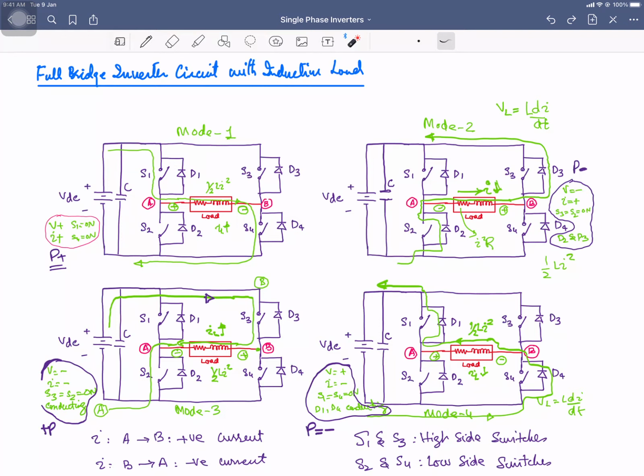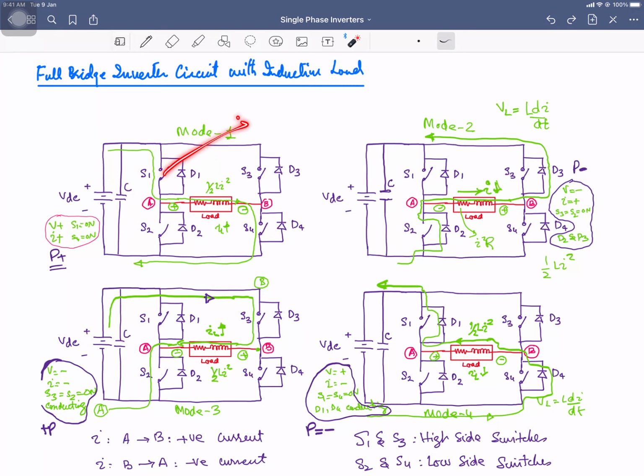Okay, so in the first mode of operation, what is done? We apply the gate voltage to the switch S1, and at the same time we apply the gate voltage to the switch S4. If these two are on, the current will flow like that through the load, through the switch S4 back to the source. This will be the path of the current, and your load voltage will be equal to your supply voltage, that is VDC, because this point is connected with the positive terminal and this point is connected with the negative terminal.